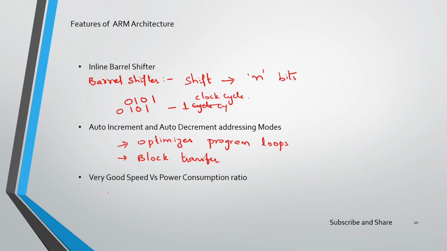Next, ARM has a very good speed versus power consumption ratio. As already told, having 80% of RISC and CISC features, it has a very good speed versus power consumption ratio and also high code density. All these features, good speed, low power consumption and high code density, are very much essential in embedded system applications.